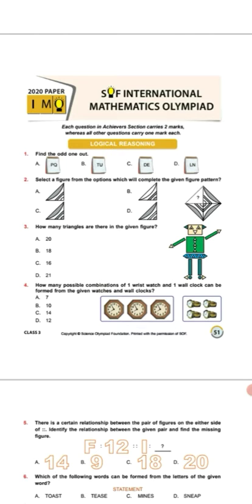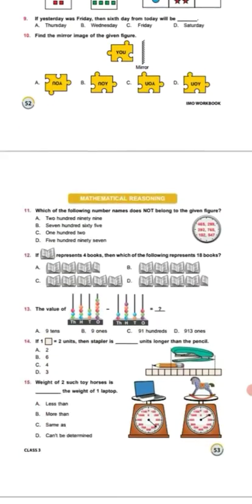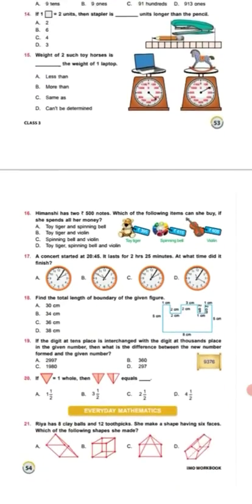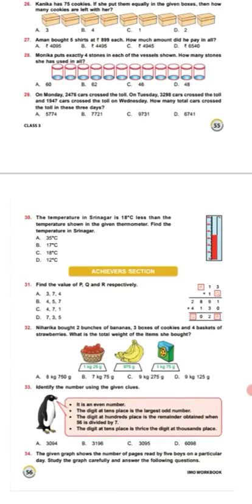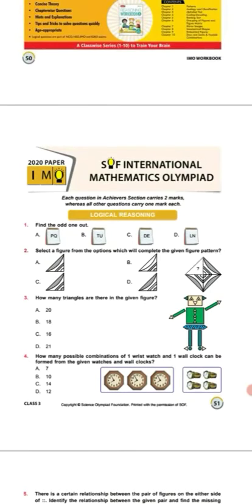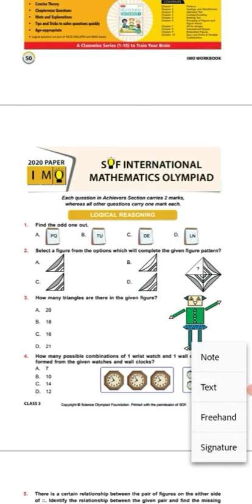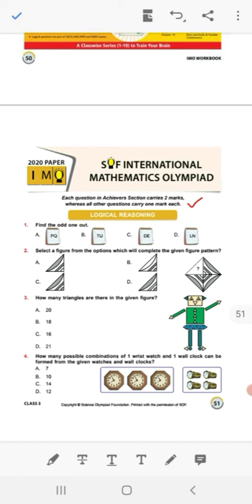There are 4 sections. The first one is logical reasoning, next is mathematical reasoning, third is everyday mathematics, and fourth is the achievers section. The instruction initially says each question in the achievers section carries 2 marks, whereas all other questions carry 1 mark each. Now let us start. First, logical reasoning.